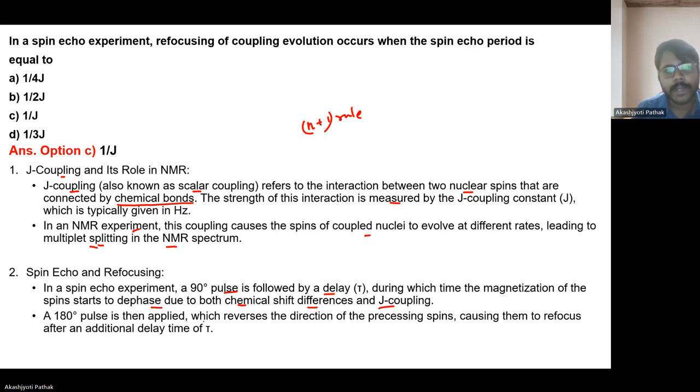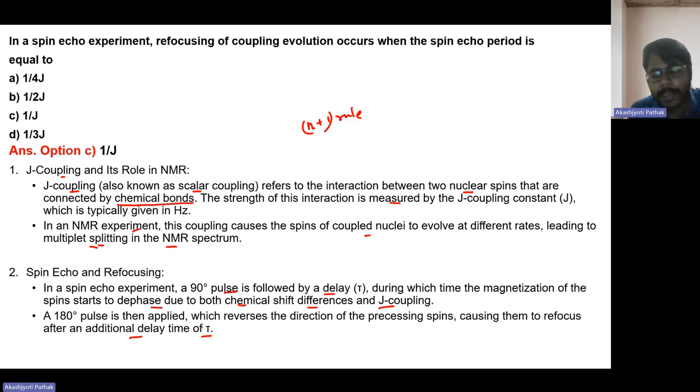Right, in the spin echo experiment, what happens? A 180-degree pulse is applied after the delay of time t, or tau, which reverses the direction of the precessing spins. It reverses the direction from the XY plane in which it was precessing. The spins get reversed to the minus Y plane, right? Causing them to refocus after an additional delay time of tau.